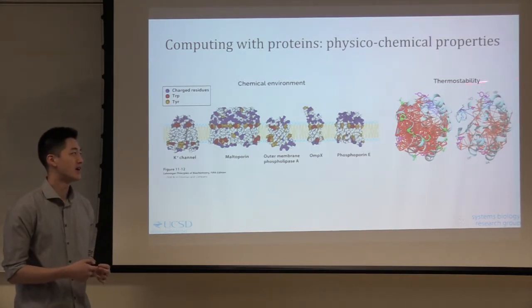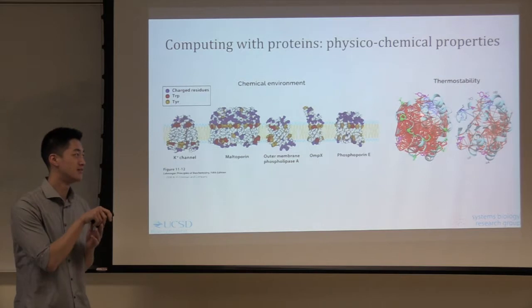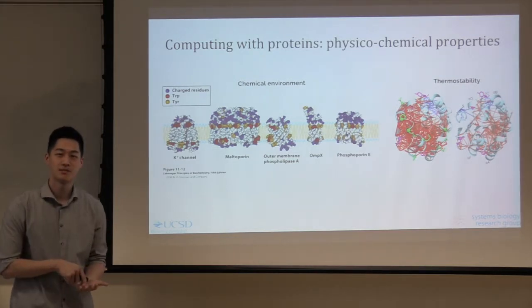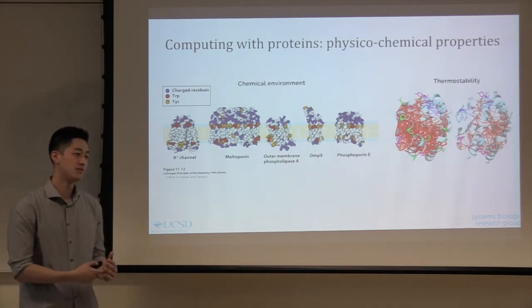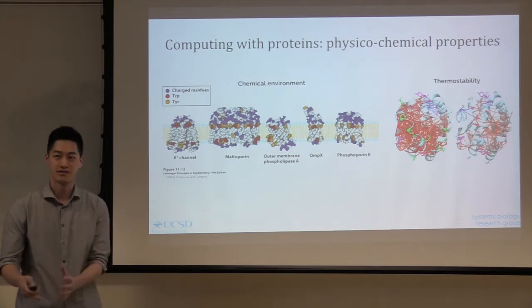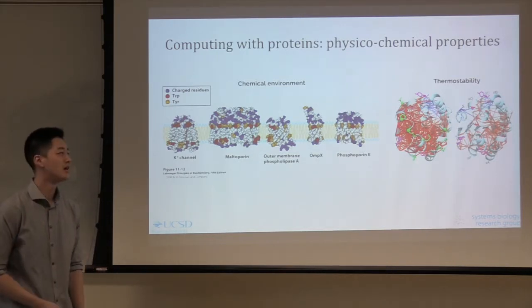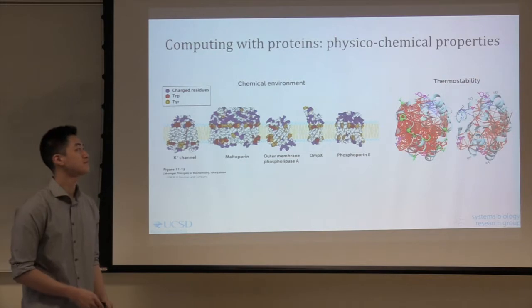An application we'll talk about in the next lecture is how we've used protein-specific properties like thermostability to compute a metabolic network under different temperatures and what that can do to the network itself.